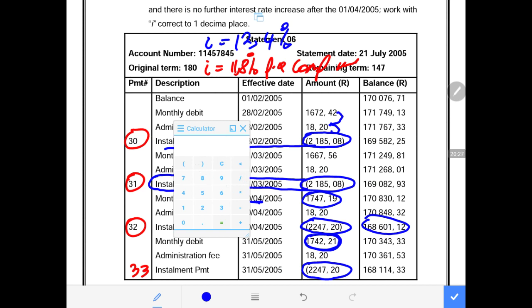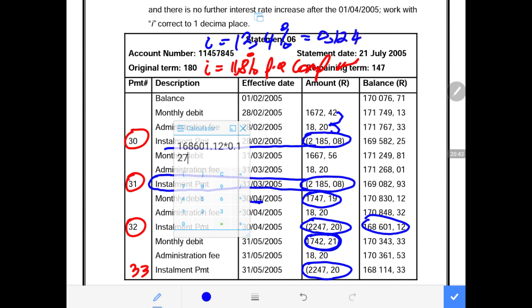168,601.12 times by 0.124. Remember, this is the rounded off of 0.124, which is the 12.4%. Then we say times by 1 over 12, because we only need to know how much is the interest for the month of April, only for 1 month. Hence, we say 1 over 12. Do you see that we get 1,742.21, exactly the same interest amount.